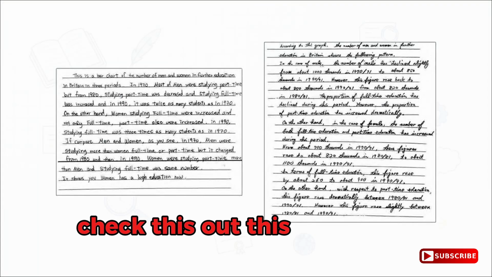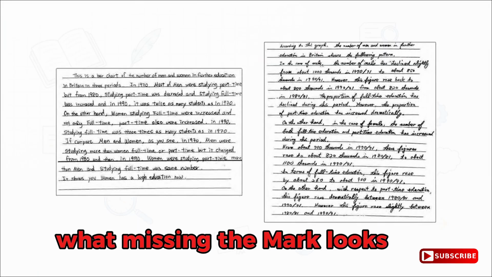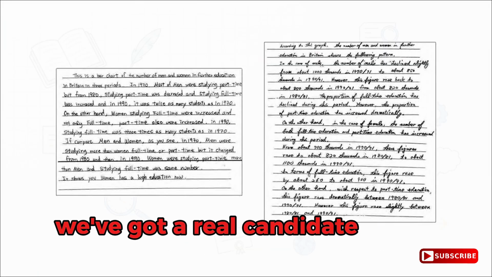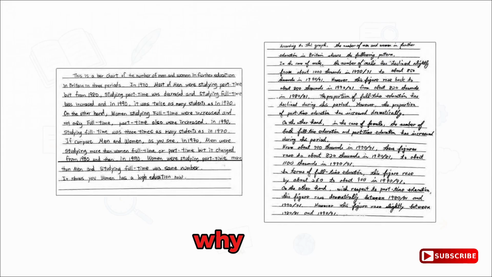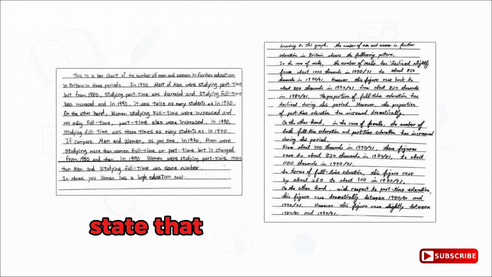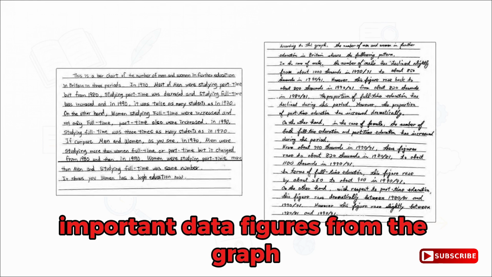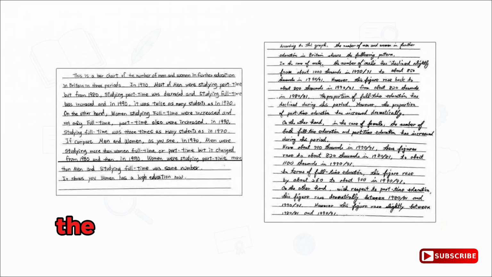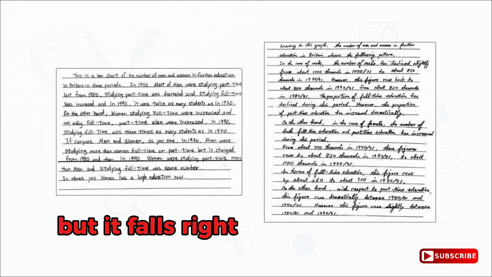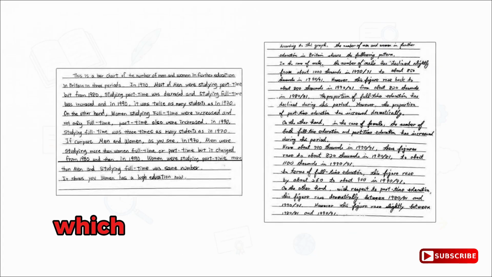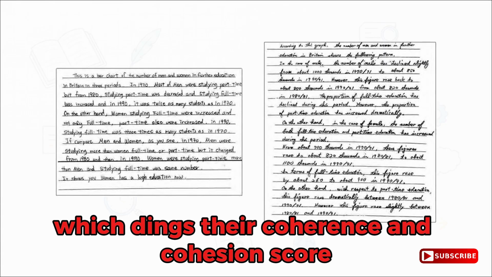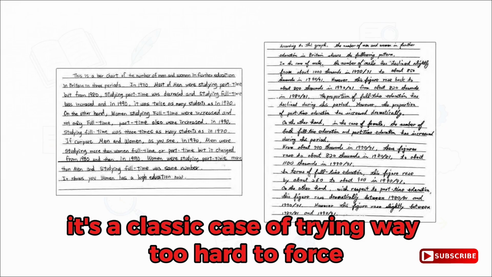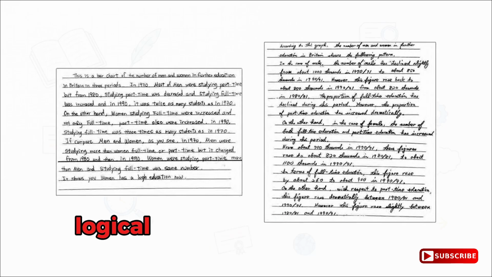Check this out. This brilliantly illustrates what missing the mark looks like. On the left, we've got a real candidate script that scored a Band 5. Why? Well, the examiner comments explicitly state that they completely missed important data figures from the graph. That severely penalized their task achievement score, because without those figures, the reader is just missing crucial information. Now on the right, look at the Band 6 script. It flows a little bit better, sure, but it falls right into that trap of overusing simple connectives, which dings their coherence and cohesion score. It's a classic case of trying way too hard to force structure without creating a natural logical flow.